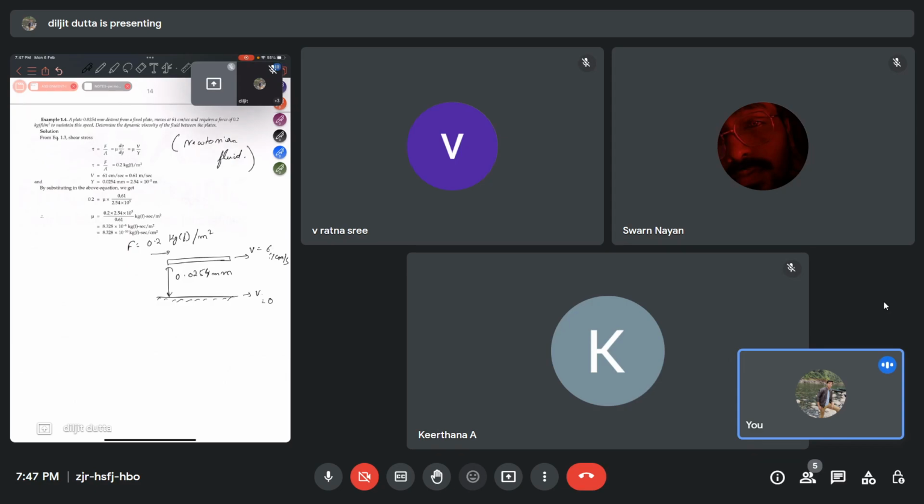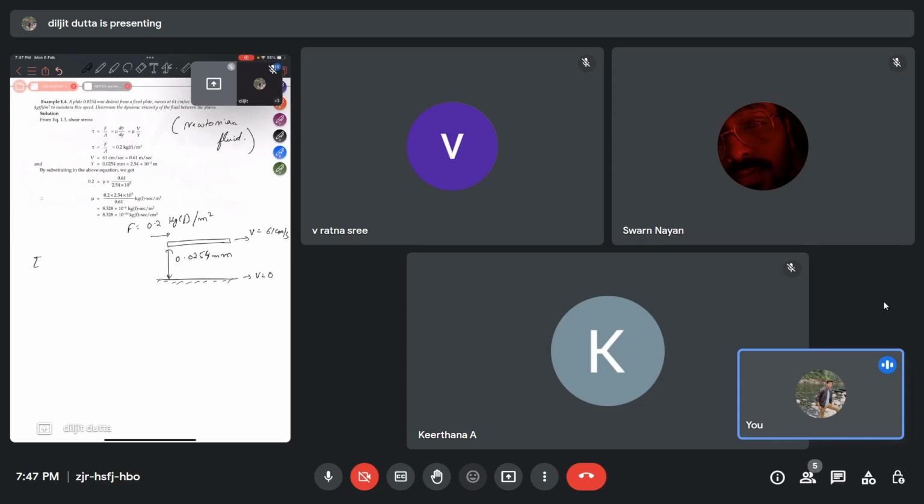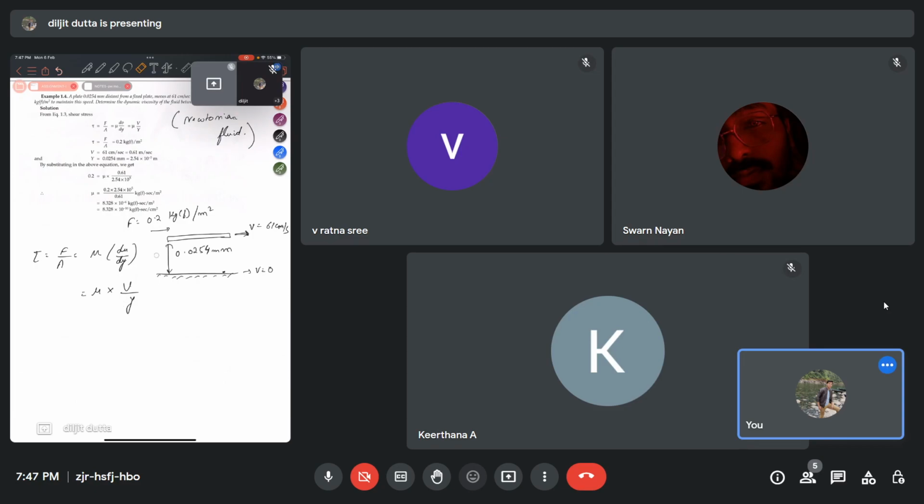So if you consider Newtonian fluid, the shear stress for Newtonian fluid is given as F by A, that is equal to mu du by dy. In this case we will replace this by mu into V by y. Here v is 61, here v is 0, and y is the gap between the plates.